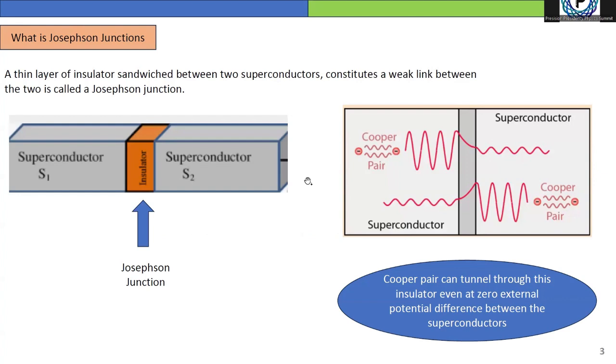So, first of all, I will say something briefly about the Josephson junction. We all know that a Josephson junction is nothing but a thin layer of insulator sandwiched between two superconductors, which constitutes a weak link between the two. Here you can see there are two superconductors on two sides, and in between there is an insulator. And we all know that in superconductors, Cooper pairs carry the main role of conductivity. In a Josephson junction, Cooper pairs can tunnel through this insulator even at zero external potential difference applied between the superconductors.